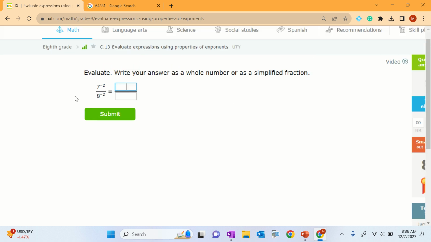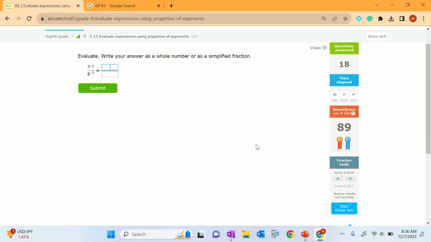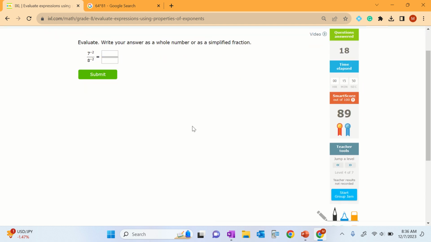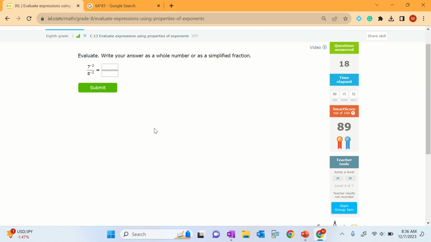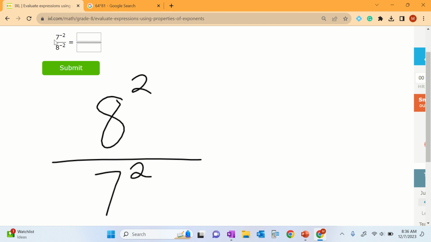All right, last one. We got two powers here. Both are raised to a negative exponent. So I'm going to rewrite this so that 8 is in the numerator, and now it's to the power of positive 2. And then 7 is going to be in the denominator to the power of positive 2. When you move a power to the other side of the fraction, it changes signs. 8 times 8 is 64 over 7 times 7 is 49. Okay.